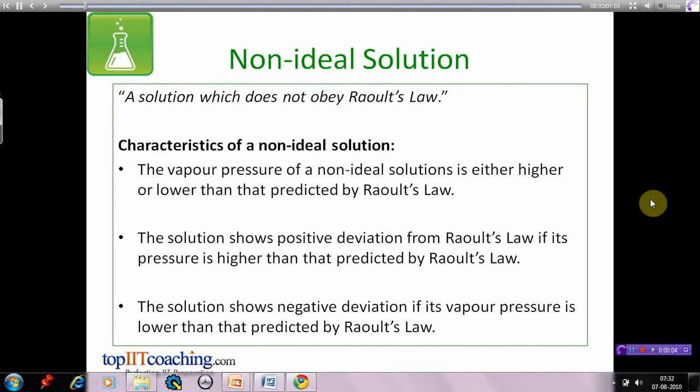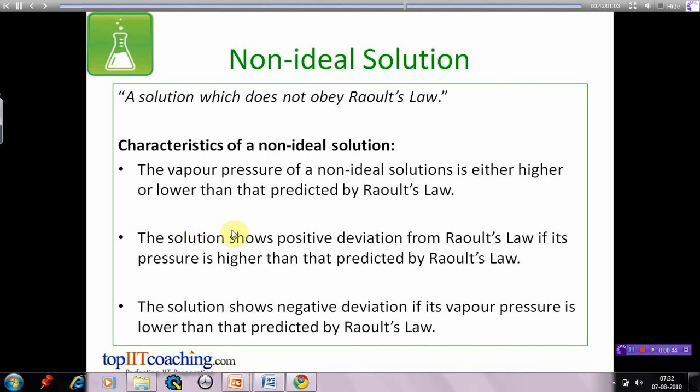The solutions can be categorized as ideal or non-ideal based on their compliance with Raoult's law. So those solutions which do not obey Raoult's law are known as non-ideal solutions. So we can say that the characteristic of a non-ideal solution is that its vapor pressure is higher or lower than that predicted by Raoult's law. If we plot a graph between the vapor pressure of the solution and the composition of the solution in terms of mole fractions, then we observe that the observed vapor pressure is always lower or higher than that predicted by Raoult's law in the case of a non-ideal solution.